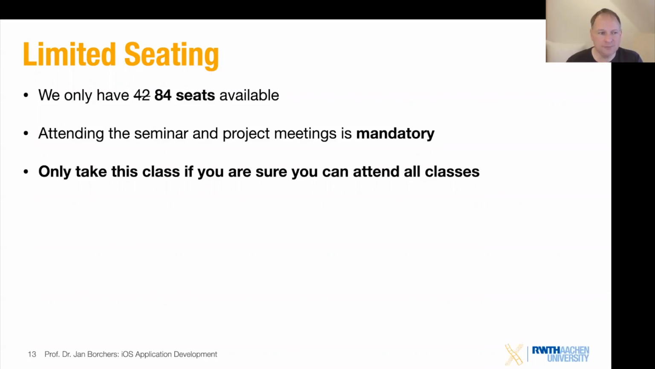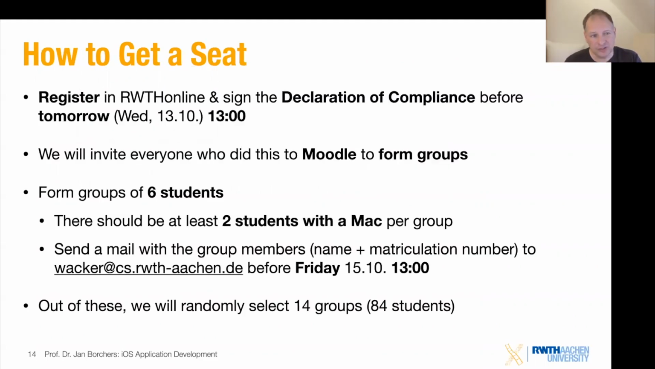So how do you get a seat? First of all, register in AutoPH Online if you haven't already. This is totally required because otherwise you're not blipping up on our radar at all. Sign the declaration of compliance before tomorrow 1 p.m. Tomorrow's Wednesday the 13th, so sign it before tomorrow 1 p.m. It's linked off the jump page that I gave you earlier. If you do these 2 things, then we will invite you to Moodle to form groups.